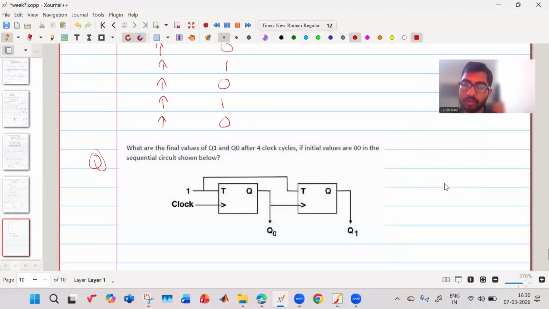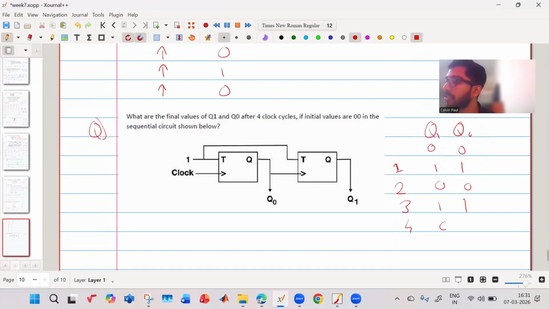So basically, this is a toggle flip-flop. What do you have? You have Q1 and Q0. What are the values? 0, 0. Now the first clock when it comes, values become 1, 1. The second clock comes, it becomes 0, 0. Third clock comes, becomes again 1, 1. Fourth clock comes, it becomes 0, 0. So that is what the output will become.